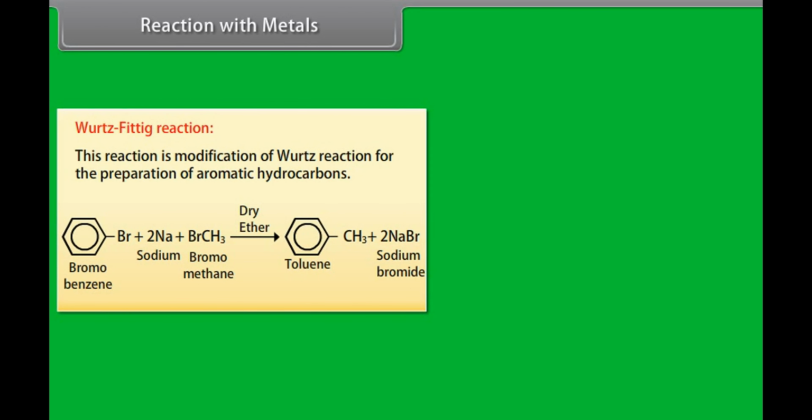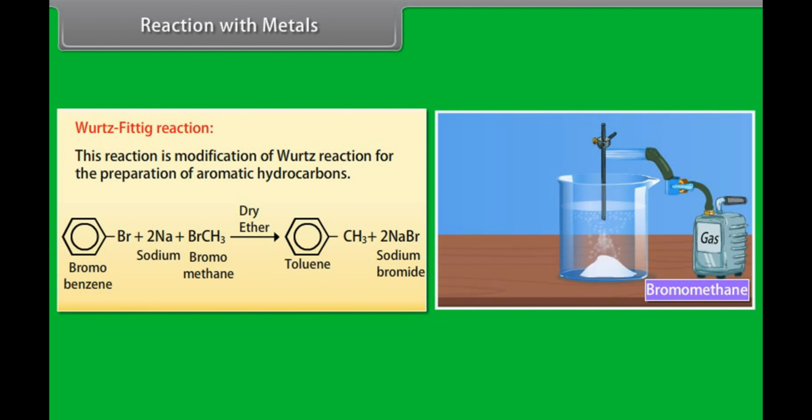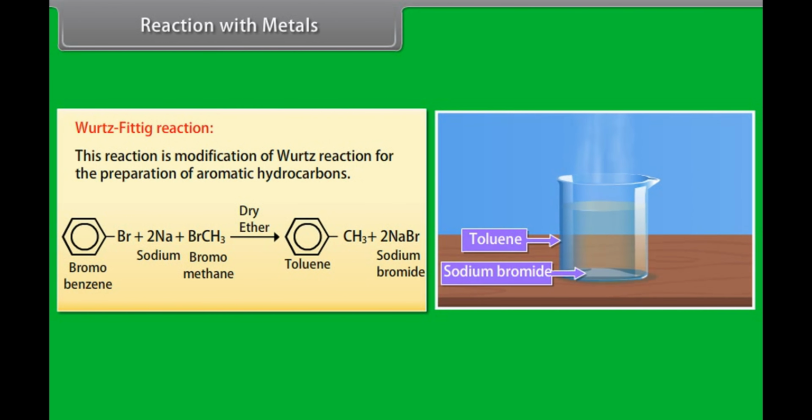This reaction is a modification of Wood's reaction for the preparation of aromatic hydrocarbons. In a solution of bromobenzene, add some sodium and bromomethane in the presence of dry ether, which reacts to give toluene and sodium bromide.